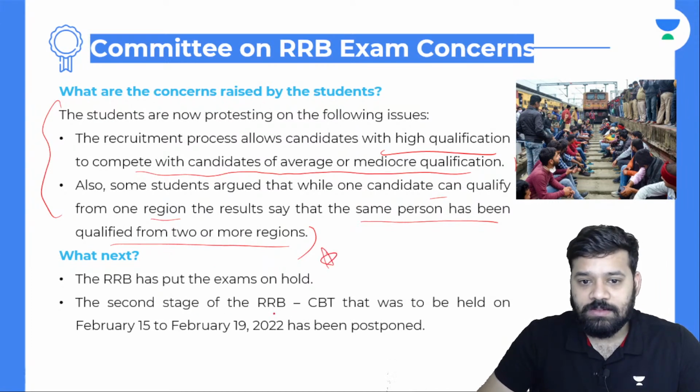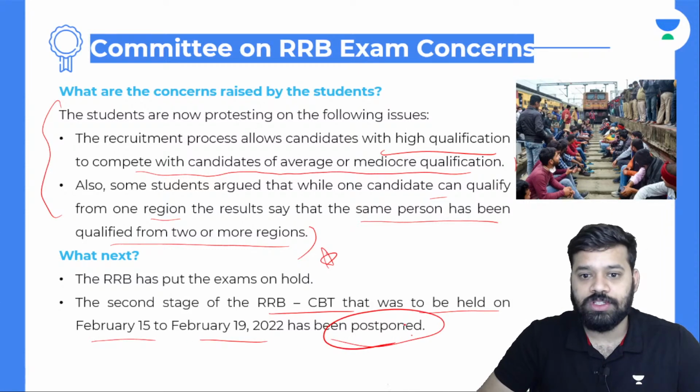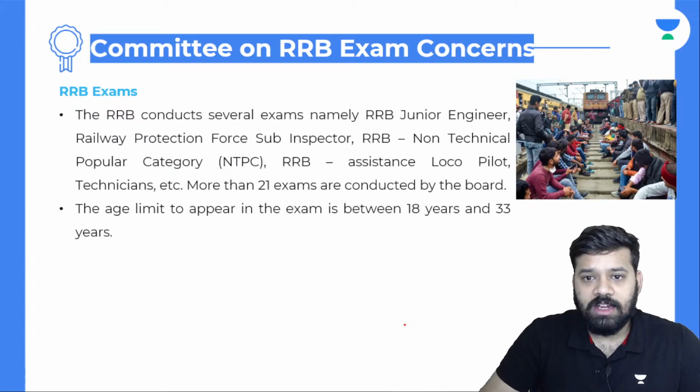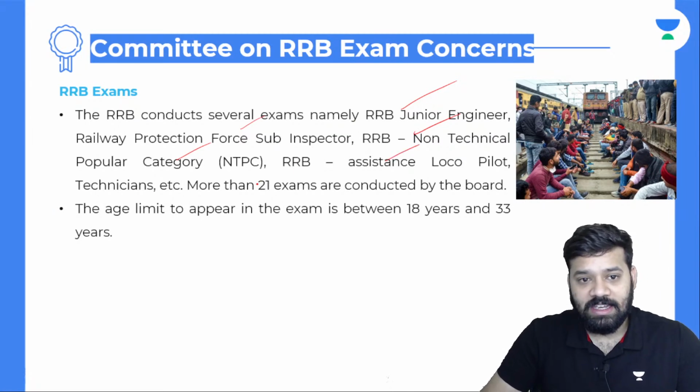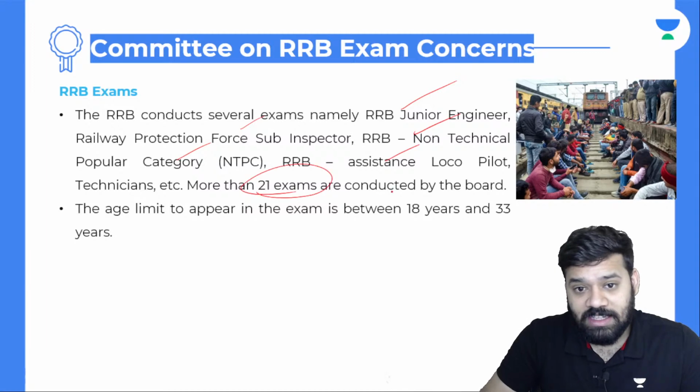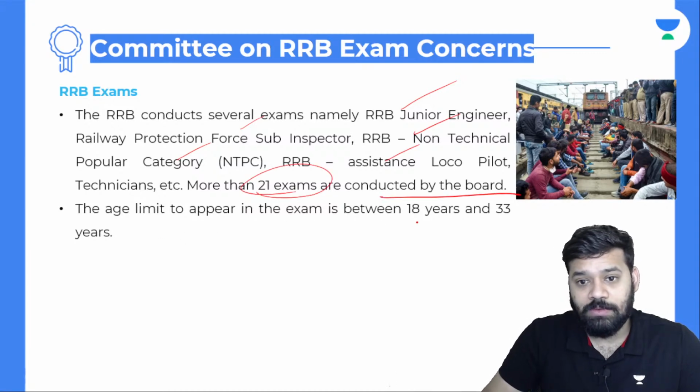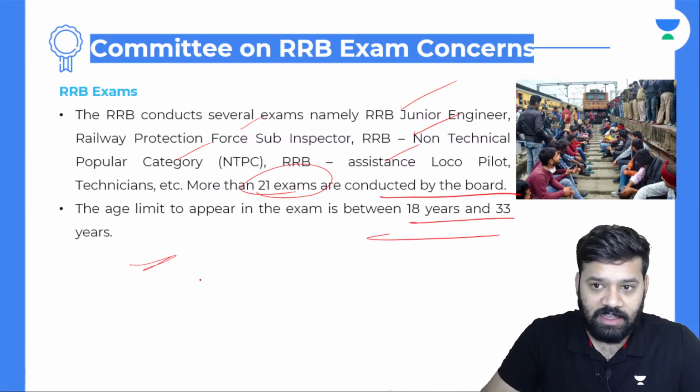The second stage of RRB CBT, computer-based test, that was to be held on Feb 15 to Feb 19, has been postponed. Going forward about RRB exams, RRB conducts several exams: RRB Junior Engineer, RRB Production Force Sub-Inspector, RRB Non-Technical Popular Category, that is NTPC, RRB Assistant Loco Pilot, Technicians, etc. More than 21 exams are conducted by the board. The age limit for the exam is between 18 to 33 years.